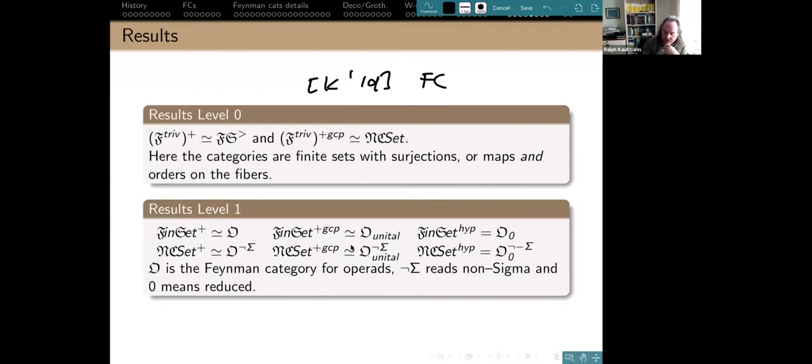This is FC's plus and representation theory. So if you start with the trivial, this is again level 0. If you start with the trivial, then you get, this has ordered fibers, but basically you get surjections. The ordered fibers will actually give you associative algebras instead of commutative algebras. If you mod out by this GCP, then you get non-commutative sets. If you do this again, going to level 1, you take finite sets, you take the plus construction, you get operads. If you take the GCP, you get unital, so this forces units. Then if you do the hyper, you only get reduced.